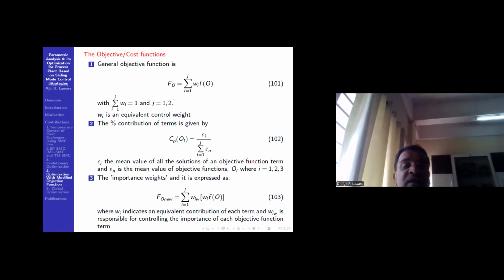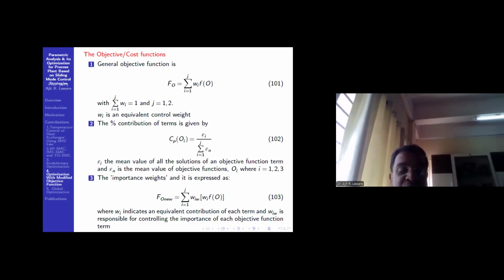So the general objective function is given by Wi into Fo. Fo is the objective function. Wi is called the equivalent control weight, and this is based on the percent contribution. These weights you can fix, right? In equation 102, epsilon i is the mean value of the solution of the objective function, and epsilon n is the mean value of the objective function. Now these are equivalent weights. Now what is the importance weight?